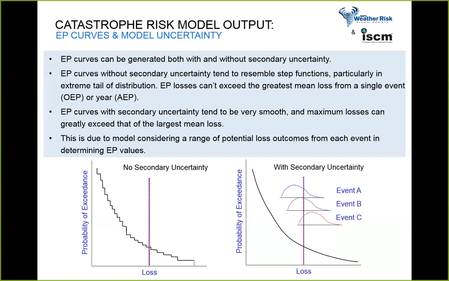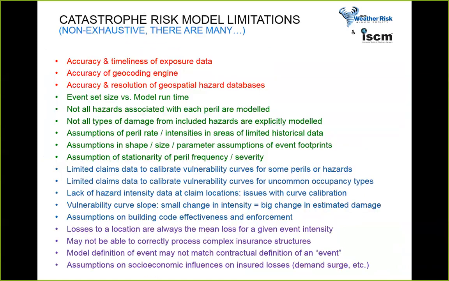And also, the secondary uncertainty allows the EP curve to be extended much beyond the largest mean loss that's output and can give you a more robust tail distribution, which is really important. Cat risk modeling is much more concerned with the rare, more extreme events in the tail than the more frequent events at the beginning of the EP curve.